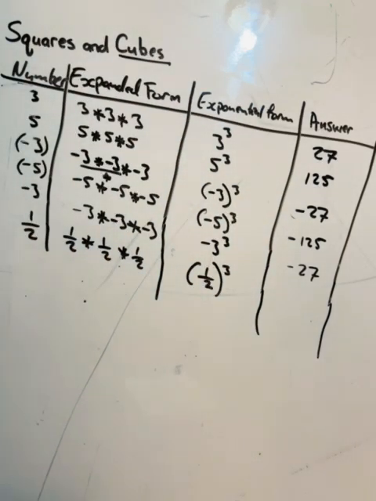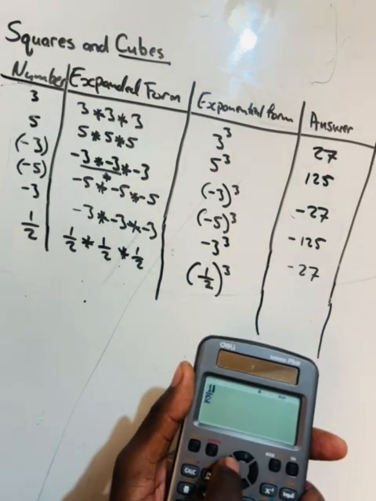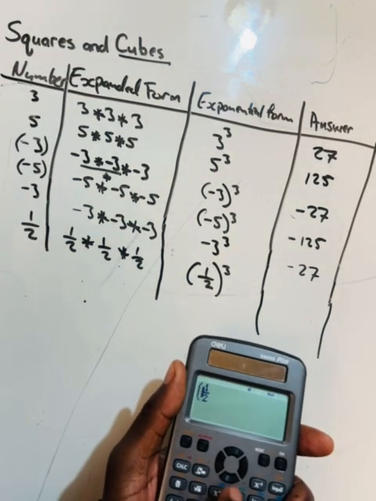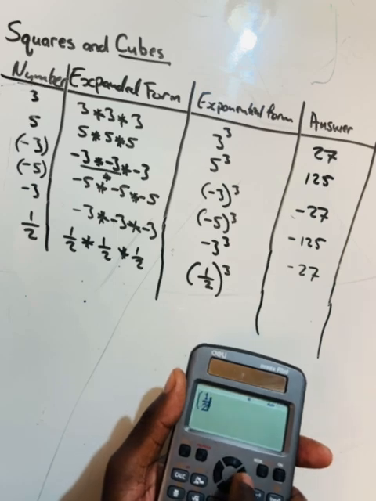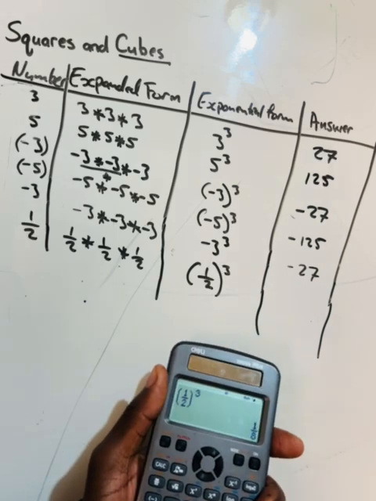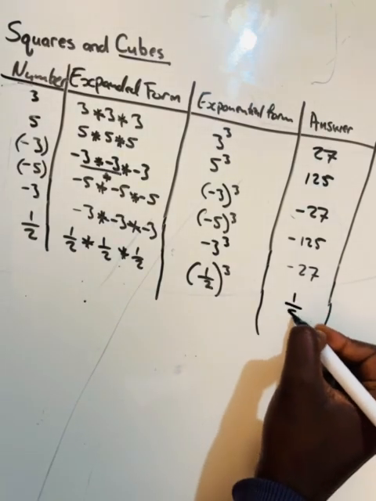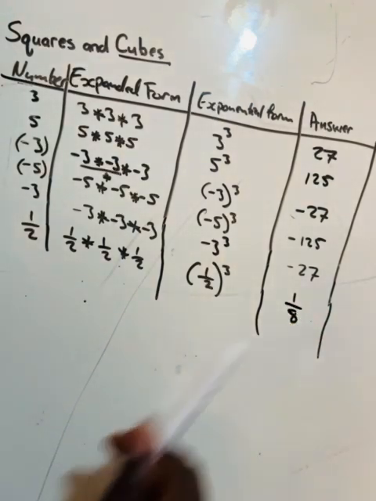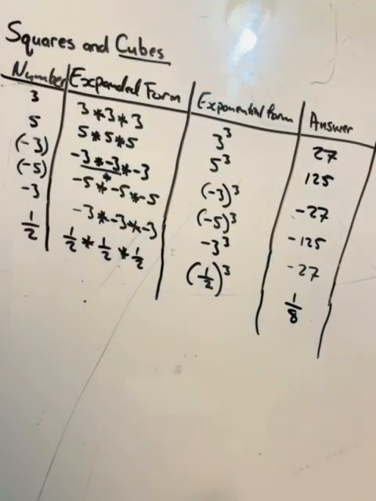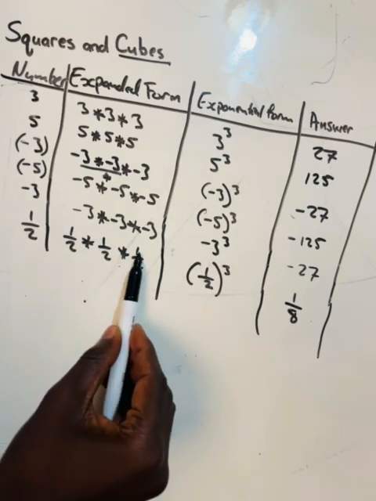If we go to our calculator, now we say 1 over 2, but we must first open the bracket. Open the bracket, we close the bracket, then we say to the power 3. We have cubed it, it gives us 1 over 8. This is what we get, 1 over 8. However, how did the calculator get this 1 over 8? They simply said numerator multiplied by numerator multiplied by numerator.